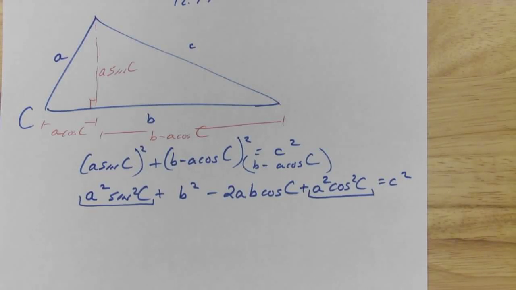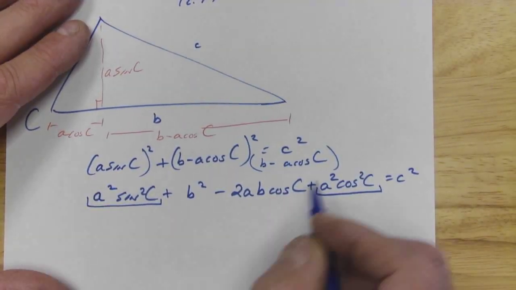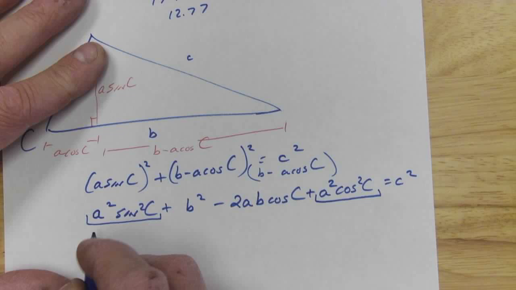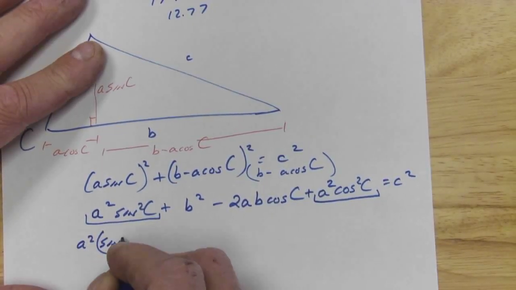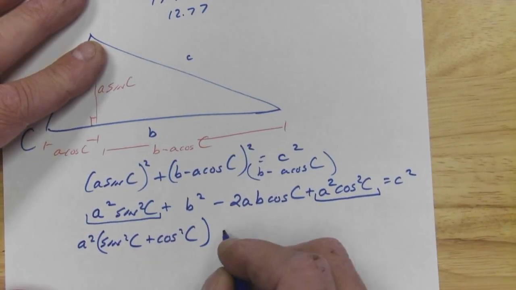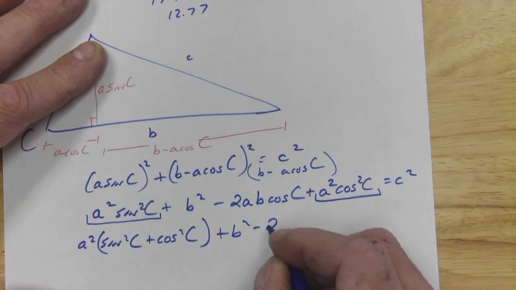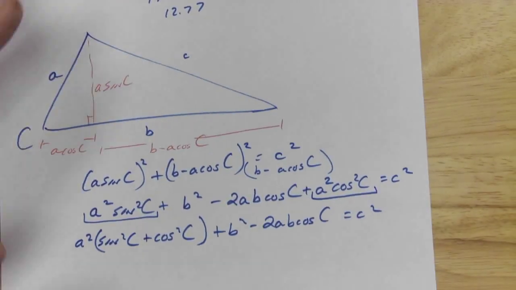So I'm going to do 2 steps at once here. If I move this over, kind of just reorganize, that's all I'm doing, just reorganizing. I'm going to go A squared times sine squared C plus cosine squared C plus B squared minus 2AB cosine C equals C squared.